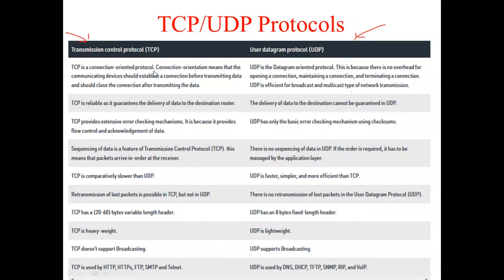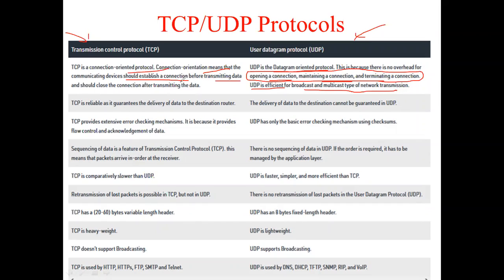So TCP is a connection-oriented protocol, as the name says, which means a connection is established before transmitting data, which I have already told you. On the other hand, UDP is a datagram-oriented protocol, which does not require establishing, maintaining and terminating a connection. So this is not there in this case, right? It is not required, so there is better utilization of resources. That's why UDP is efficient for multicasting or broadcasting type of transmission, right?